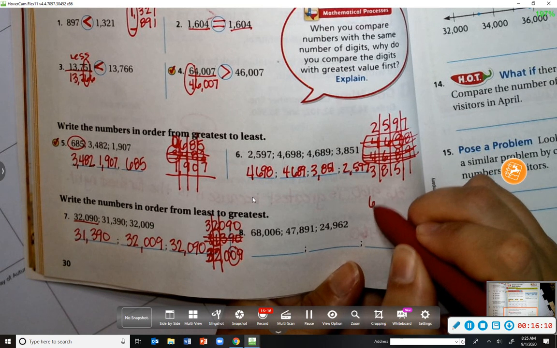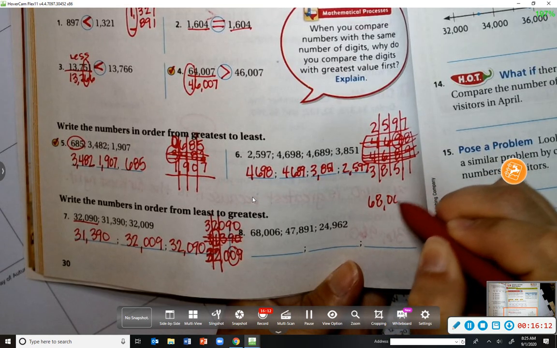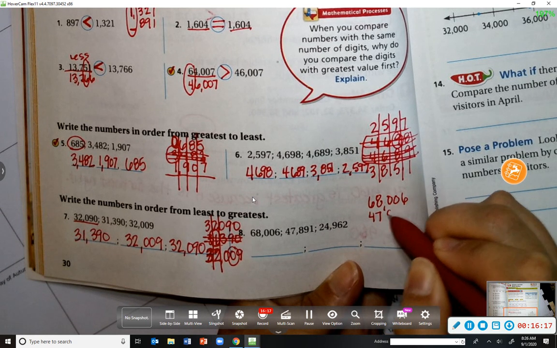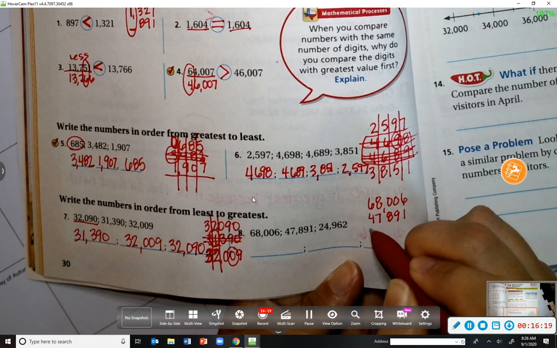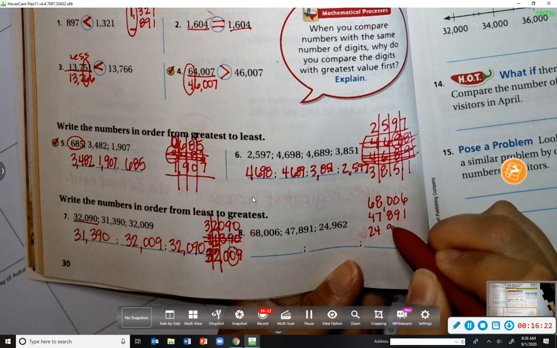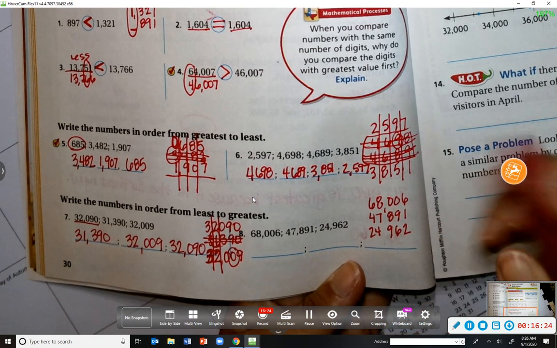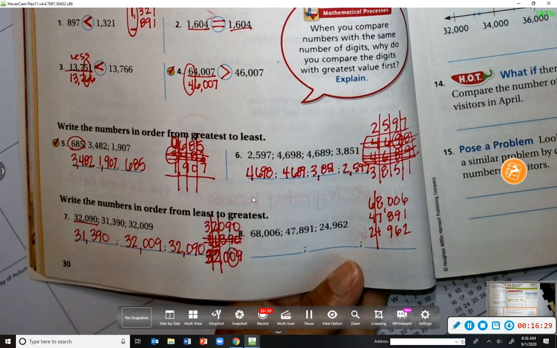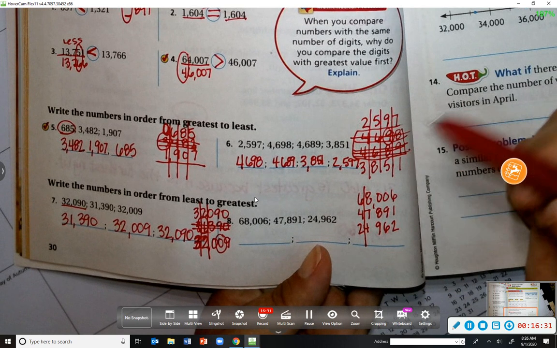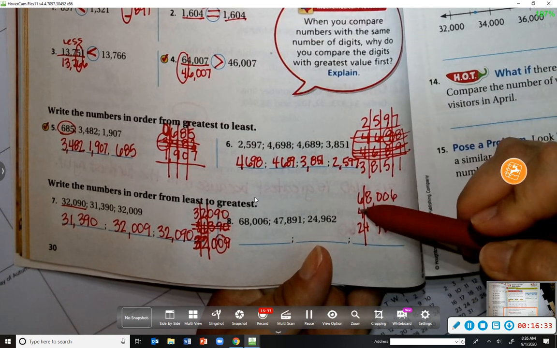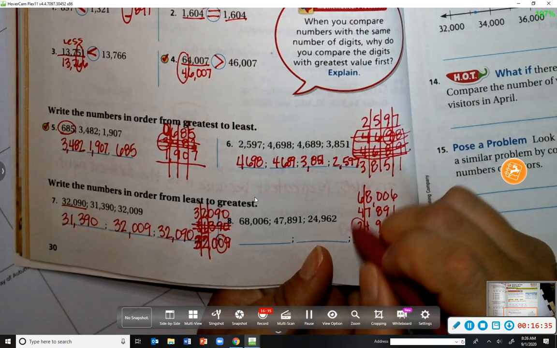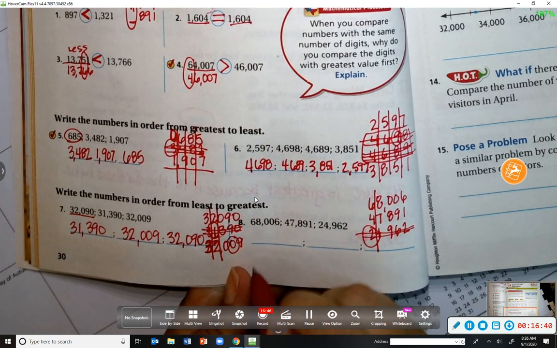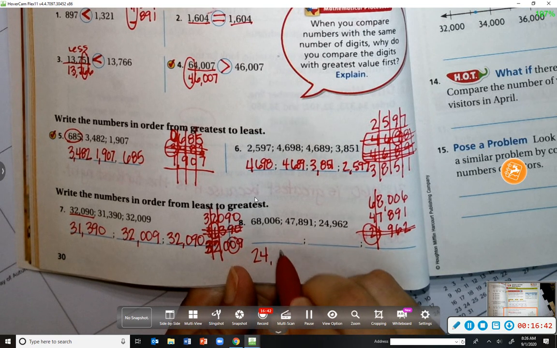Last one, 68,006, 47,891, 24,962. And we have them all lined up, and we're looking for the least because we're going from least to greatest. So I have a 6 and a 4 and a 2. I know that 2 is the least, so this number needs to go first. 24,962.